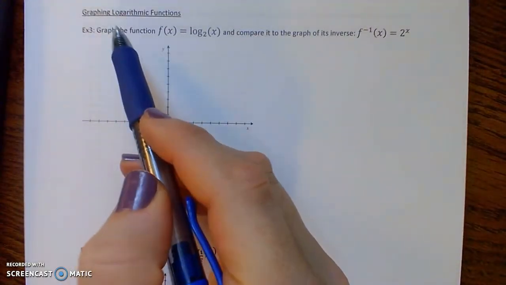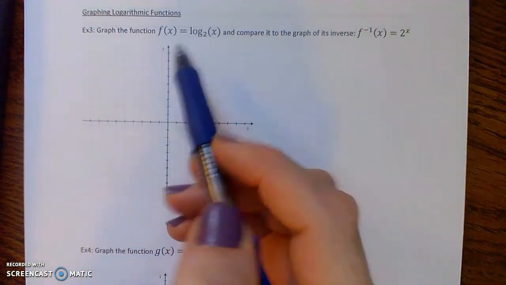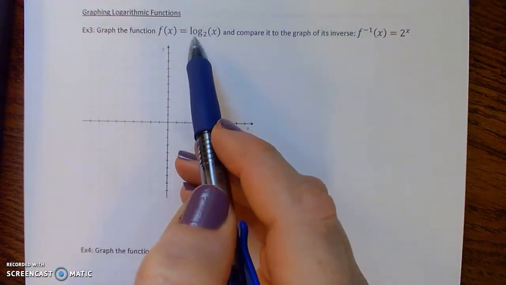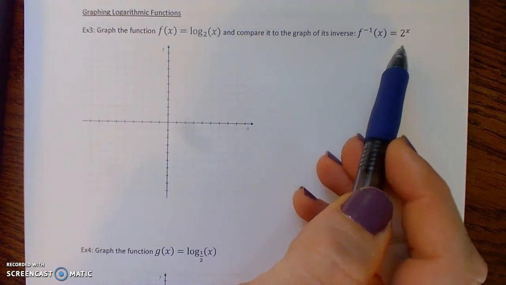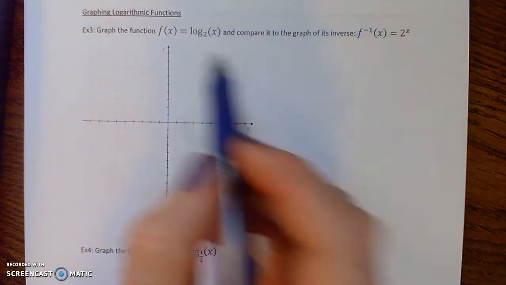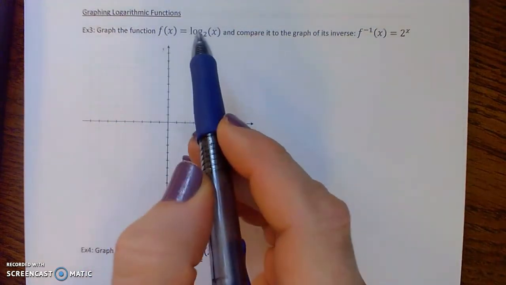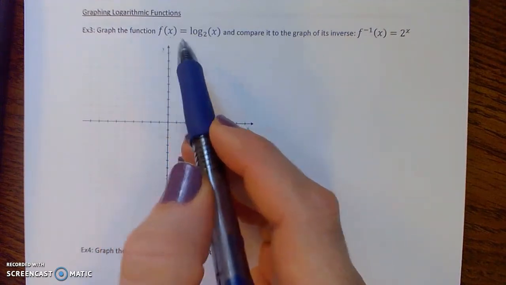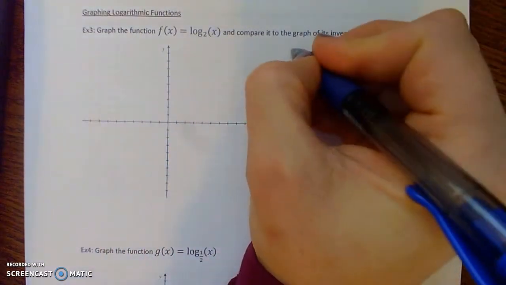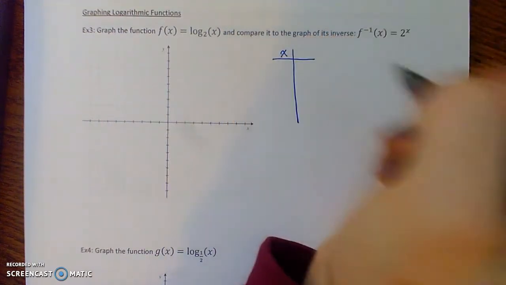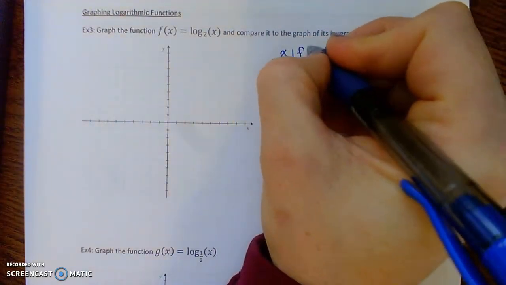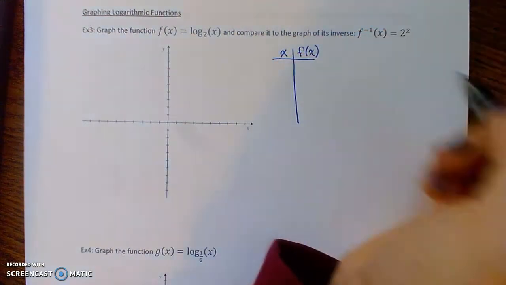Now we want to take a look at the graph of the logarithmic function. And we actually want to think about how the graph of the logarithm compares to the graph of the exponential with the same base. So first, let's go ahead and plot some points to graph this function. So plug in some values for x, get out some values for f of x.